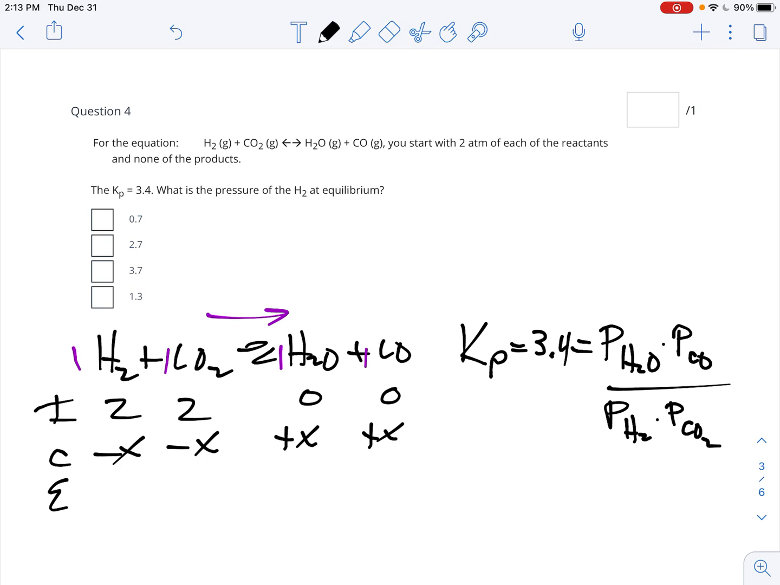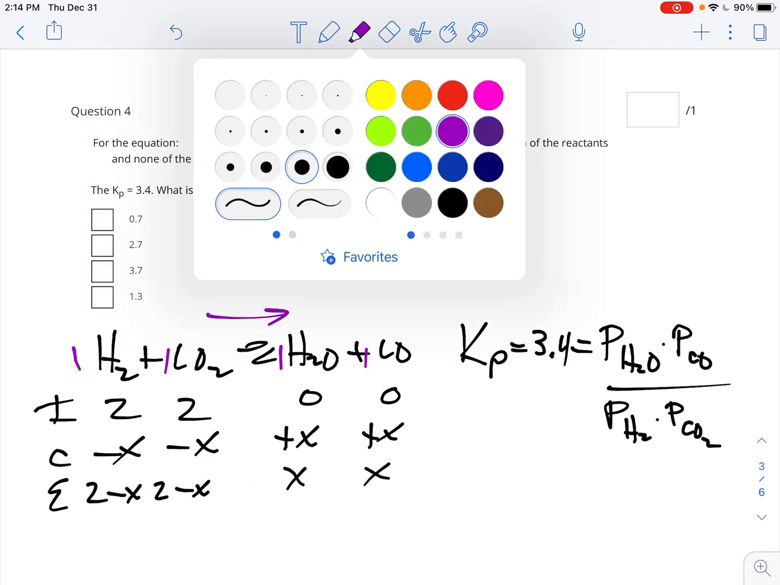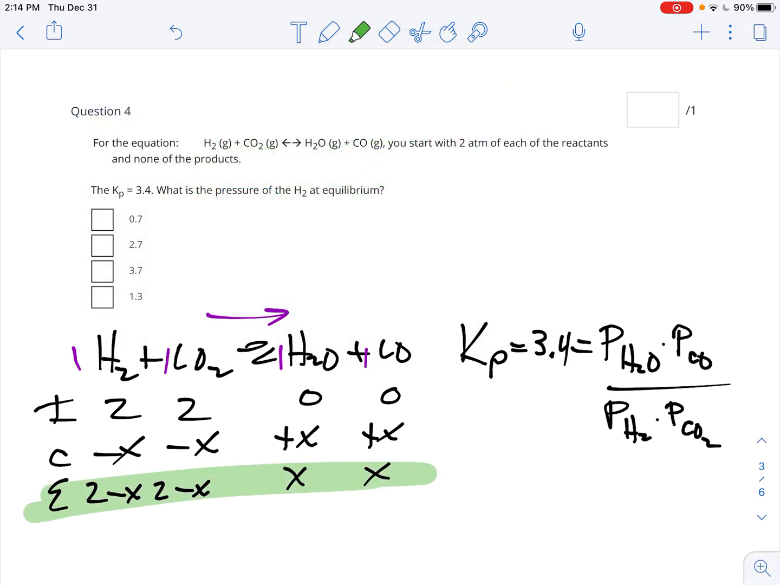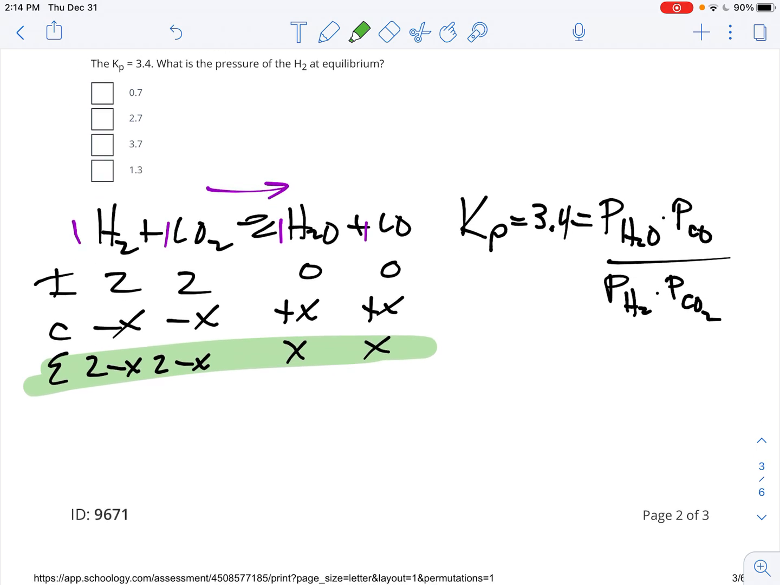So now check it out. I have 2 minus x, 2 minus x, x, and x. I now have a value for each of these things at equilibrium. And remember, those numbers at equilibrium are the ones that get plugged in. So what do I have? I have 3.4 is going to be equal to x squared all over 2 minus x quantity squared.